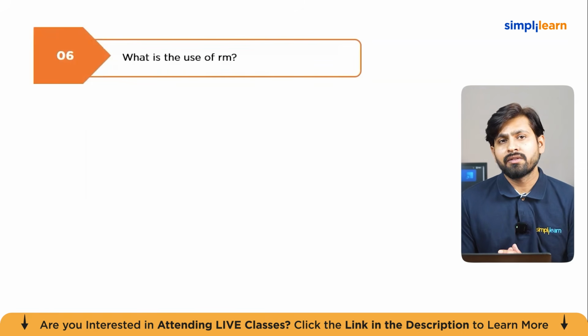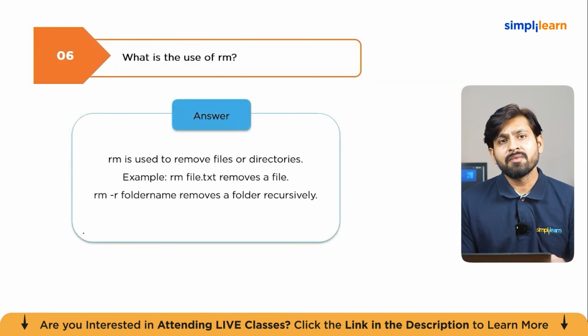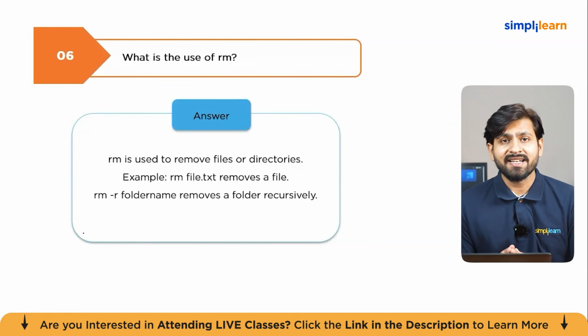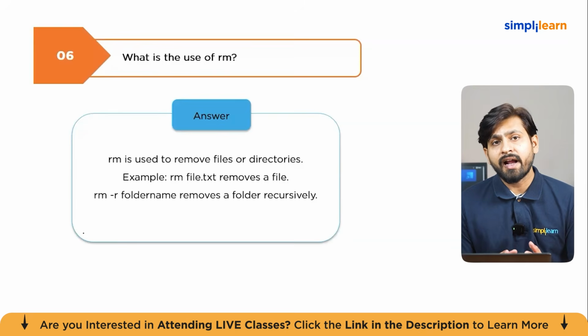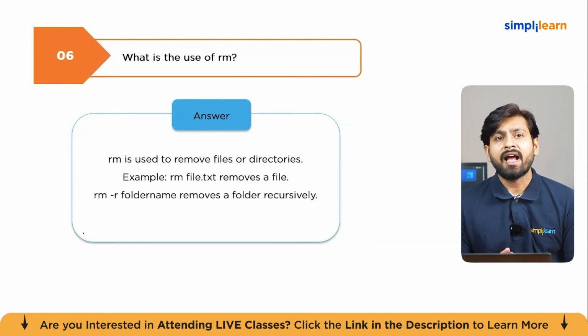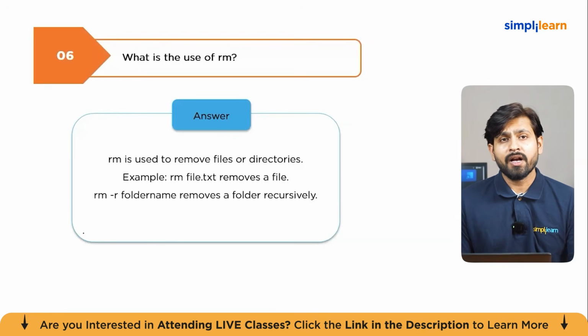Now the next question is, what is the use of rm? rm is used to remove files or directories. For example, you can type rm and the name of the file, let's say demo.txt. It is going to remove the file named demo.txt. The common syntax is rm -r and the folder name, and it removes the folder recursively if you give -r as a flag. I hope you would have got a brief idea regarding the same.